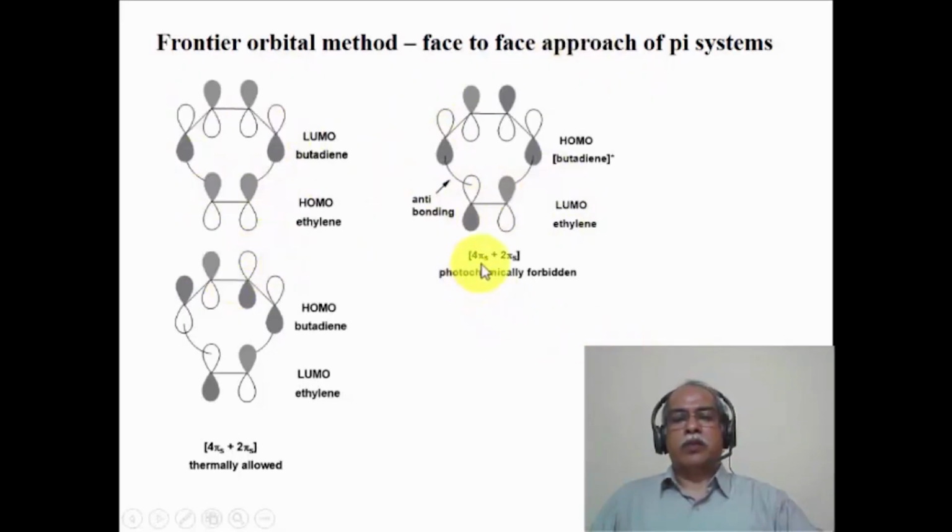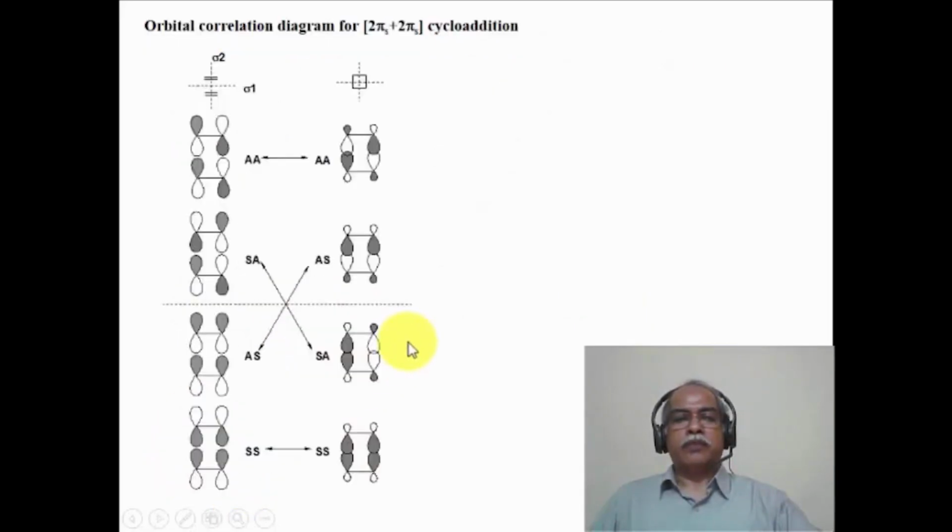So a photochemical suprafacial overlap is a photochemically forbidden process according to the Woodward-Hoffmann rule. So essentially a 2+2 is photochemically allowed when both the components are suprafacial. A 4+2 is allowed under thermal conditions when both of them are under suprafacial mode.